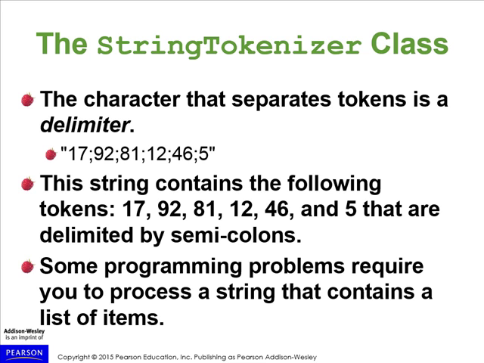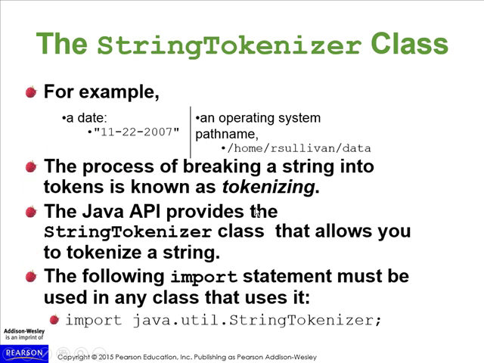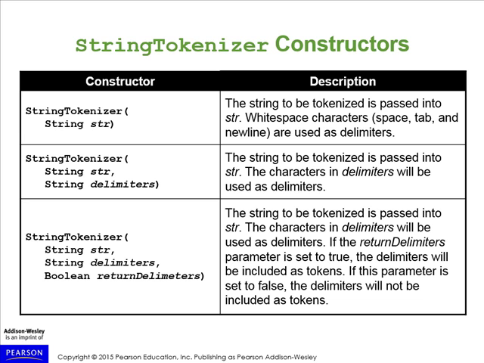All right. Now, one thing about this, if you notice in here, let's say you had 17 semicolon, 92 semicolon, etc. If you had 2 semicolons in a row and one of them was supposed to be a delimiter and one wasn't, the system has no way of knowing that. So it thinks every time it finds a semicolon in here, that means I've ended one token and I'm going to begin another token. Again, the process of breaking a string into tokens is tokenizing, and you need to import java.util.StringTokenizer. We already saw that. Here's the different constructors that it has available.